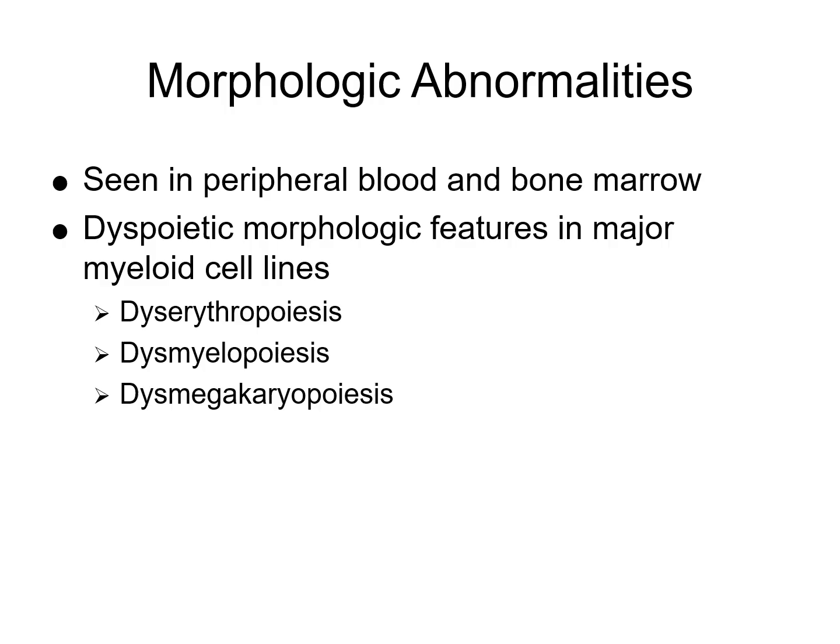For morphologic features in the peripheral blood and bone marrow, you'll have dysplastic features seen in major myeloid cell lines. So these abnormalities are visible in both peripheral blood and bone marrow, which can affect the three major hematopoietic lineages, such as dyserythropoiesis, dysmyelopoiesis, and dysmegakaryopoiesis.